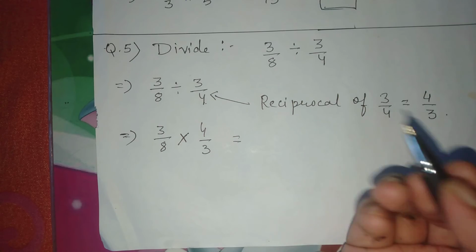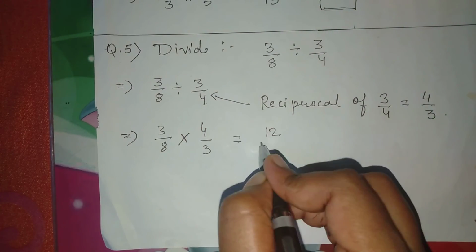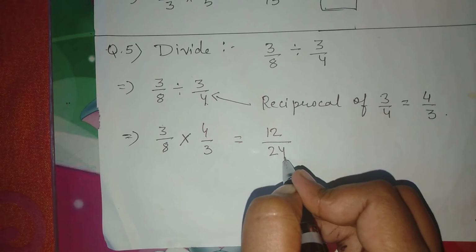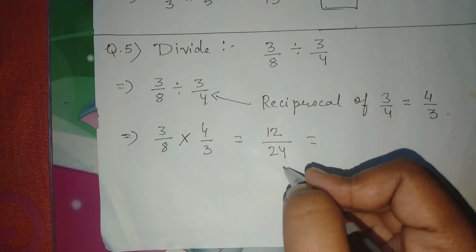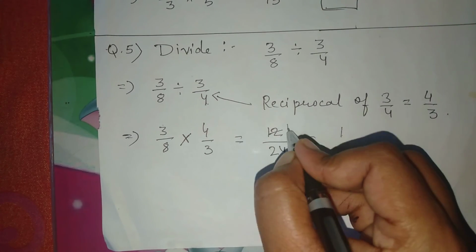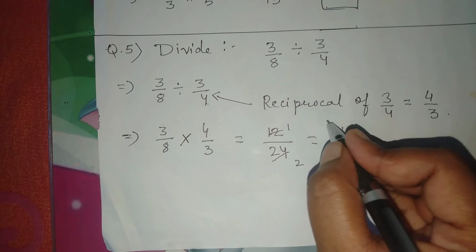Okay. Now simple multiplication we will do. So 3 4s are 12, 8 3s are 24. Now we will take it into the lowest form. So 12 1s are 12, 12 2s are 24. Your answer will be 1 by 2.